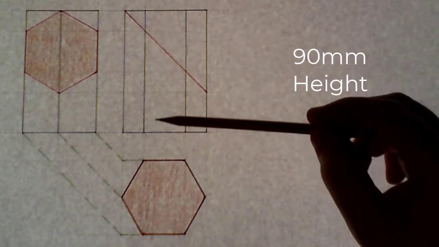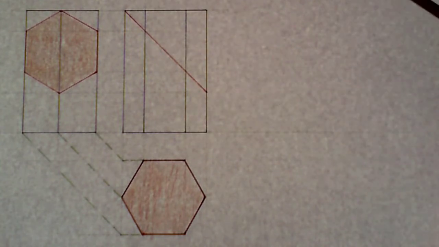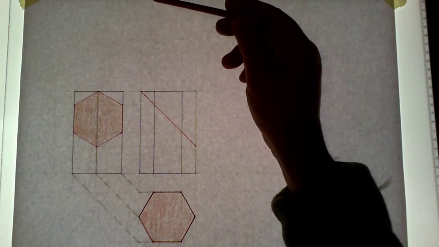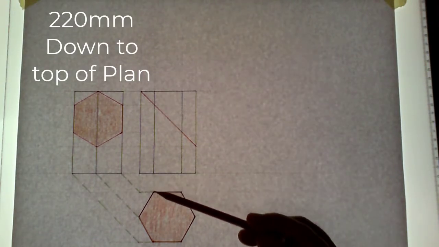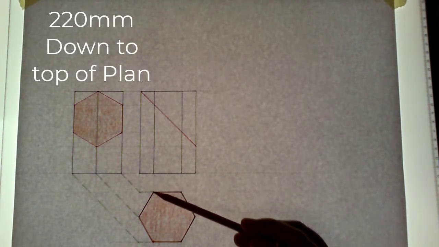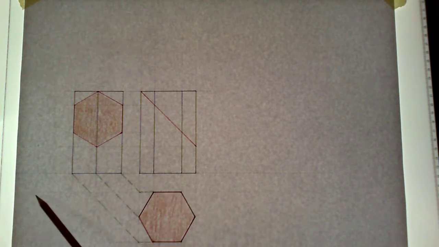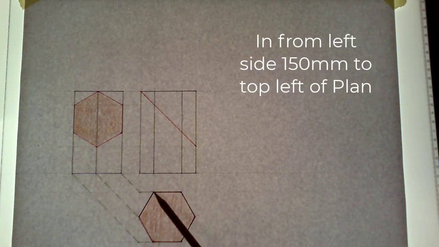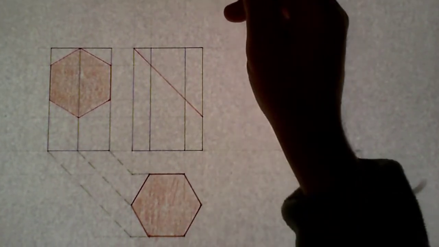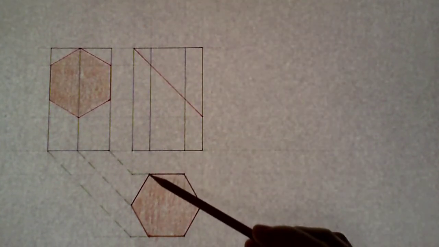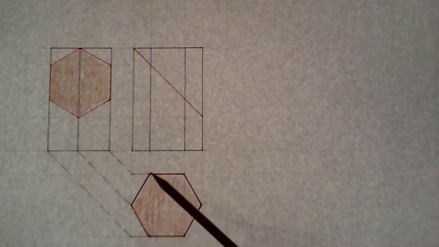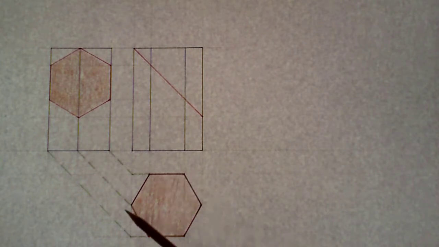The position, if you want to position it on your sheet, is the same as the last time, so it is 220 millimeters from the top of the sheet to the top of the plan, and in 150 millimeters from the left hand side to this point here on the plan. So down 220, in 150 from the left hand side to this point here on the plan. Each side is 30 millimeters.